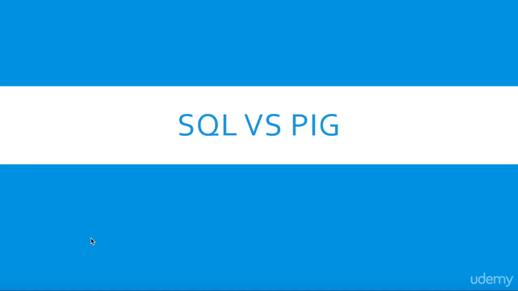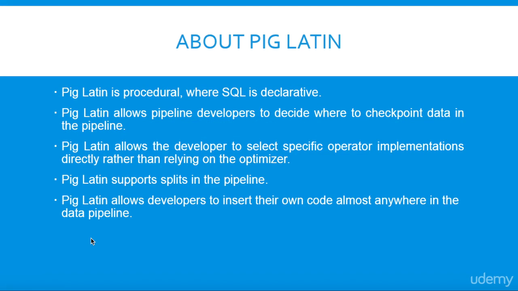Hello, welcome back. In this lecture, we are going to learn about similarities and dissimilarities between SQL and Pig. Let's understand some fundamentals of Pig Latin. Pig Latin is procedural, whereas SQL is declarative.